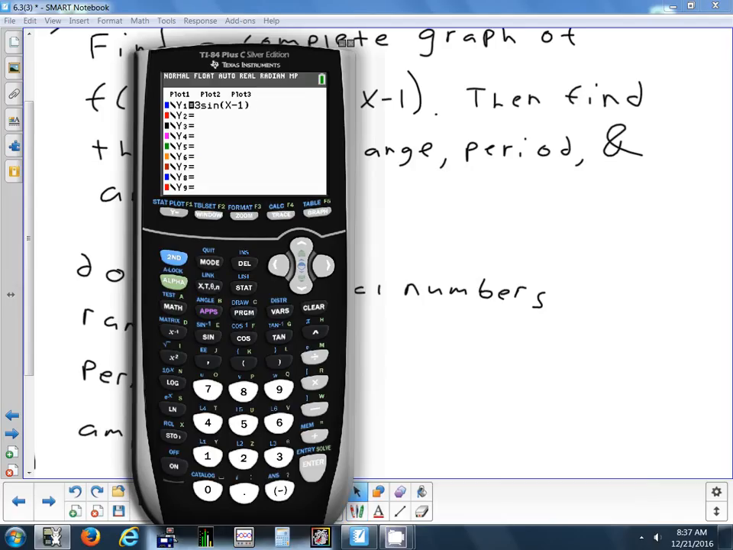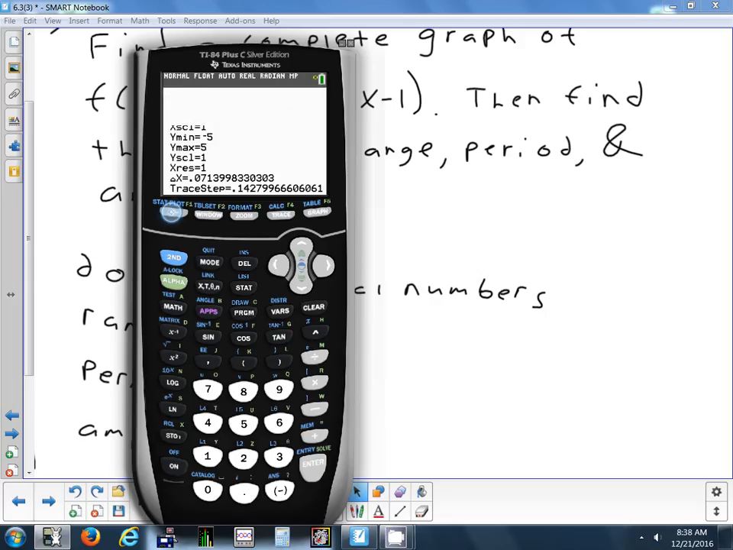And how would I show 3 periods on the screen? What does my x-axis width have to be? How many units? 1 to 6 pi plus 1. Yeah, if we wanted to make it so it's not cut off at a weird spot, you have a phase shift in there. So if you just did 0 to 6 pi, yes, that would show you 3 periods, but you're cutting it off at kind of a weird spot.